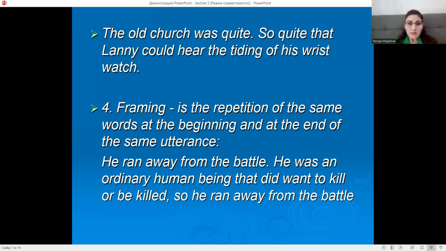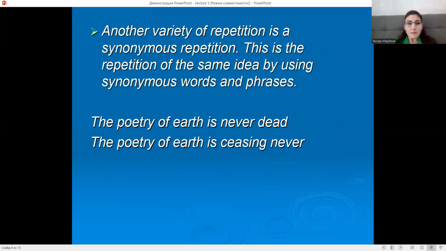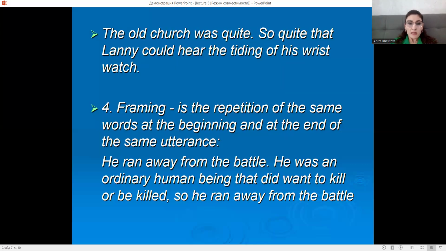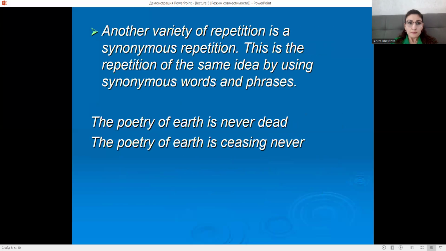The next one is framing. What is framing? Framing repetition is the repetition of the same words at the beginning and at the end of the same utterance. For example, "He ran away from the battle. He was an ordinary human being that did not want to kill or be killed. So he ran away from the battle." It is framing repetition.